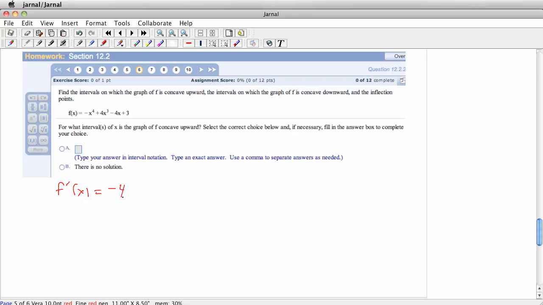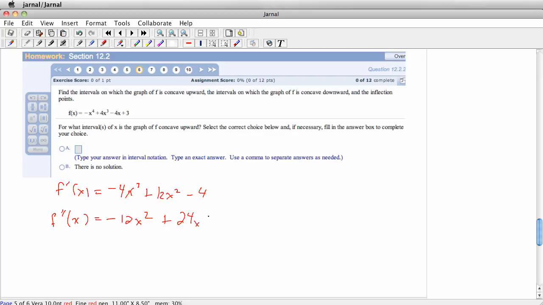So f's derivative will be minus 4x cubed plus 12x squared minus 4. And take a minute to do that yourself if you're not following. But I'll just do it as quickly as I can to get to the new part of this problem. The second derivative then is minus 12x squared. Again, I'm just taking the derivative of the answer I just got, plus 24x.